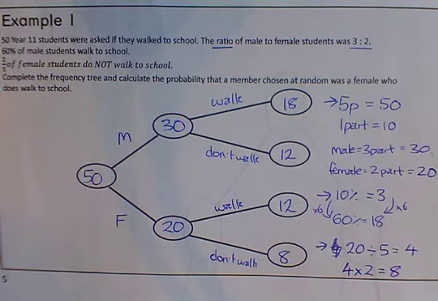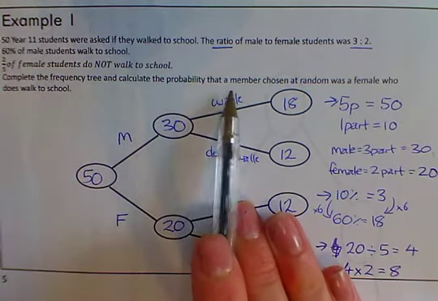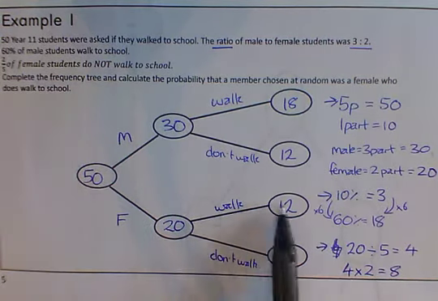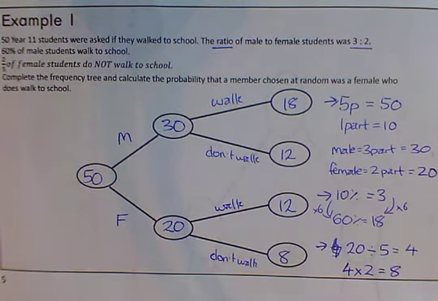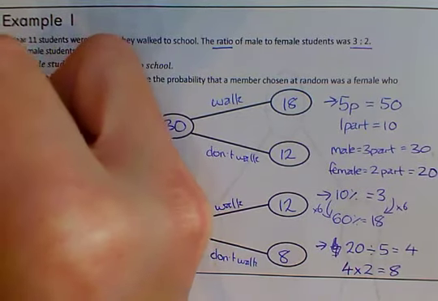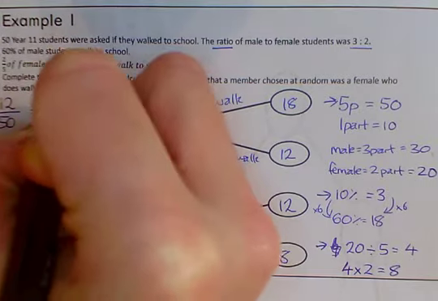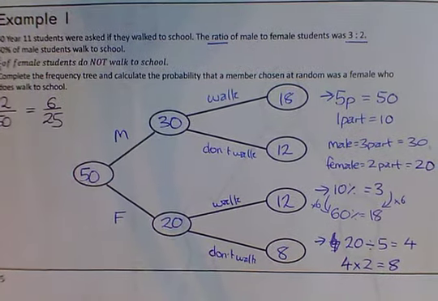Final part of this question says calculate the probability that a member chosen at random was a female who does walk to school. So a female who does walk to school is equal to 12 out of the total 50. And that does simplify to 6 over 25.